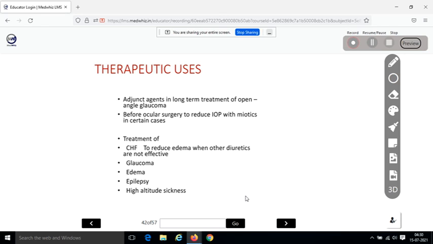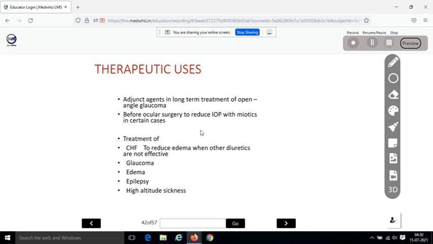Now, coming to therapeutic uses, these are used as adjuncts in long-term treatment of open-angle glaucoma. Inhibition of the carbonic anhydrase enzyme decreases the rate of aqueous humor formation, thus it reduces intraocular pressure. This effect is effective both in acute and chronic management of glaucoma, making it the most common indication for the use of carbonic anhydrase inhibitors. Topically active carbonic anhydrase inhibitors are also used in glaucoma, and before ocular surgery, along with miotics in certain cases.